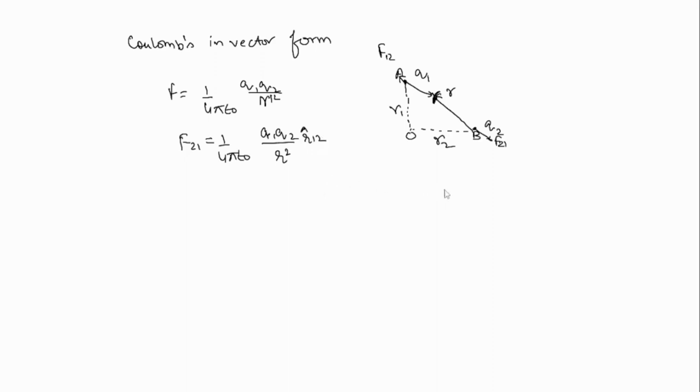Here the unit vector is vector R by mod of vector R. So in JEE you can see questions based on this. And one more thing, F21 will be the negative of F12 since the direction is opposite. We have to put the vector sign on. So this is Coulomb's law in vector form, and R will be mod of R2 minus R1. Okay, so thank you.